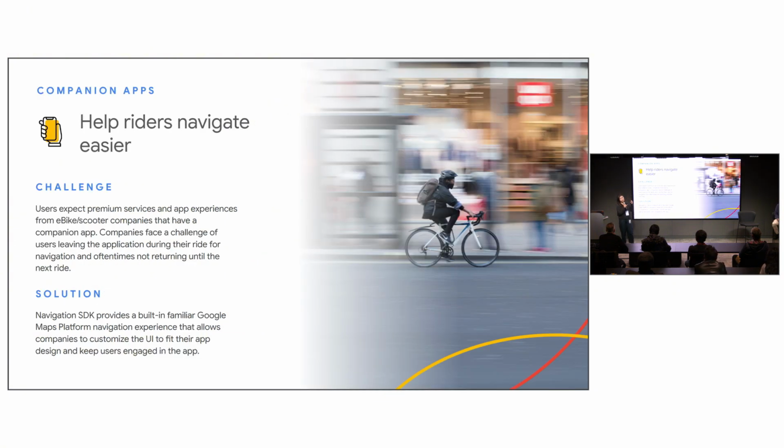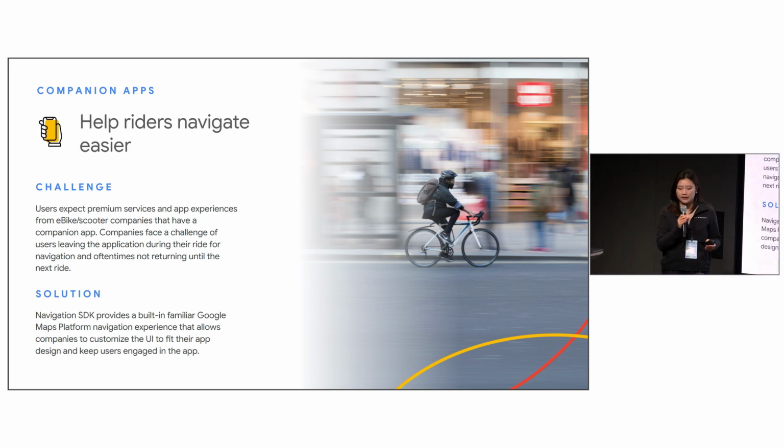So for example, here we have seen our customers in companion apps, where e-bike and scooter companies are building a premium companion app experience. And the challenge these companies are facing today is that a lot of their app users are leaving their app for a different navigation experience. And when they go to that, they might never come back to their app. So with Nav SDK, you can build an in-app navigation experience that customizes the UI according to your needs, so they don't need to leave your app for another experience, which can sometimes be not safe during the ride.